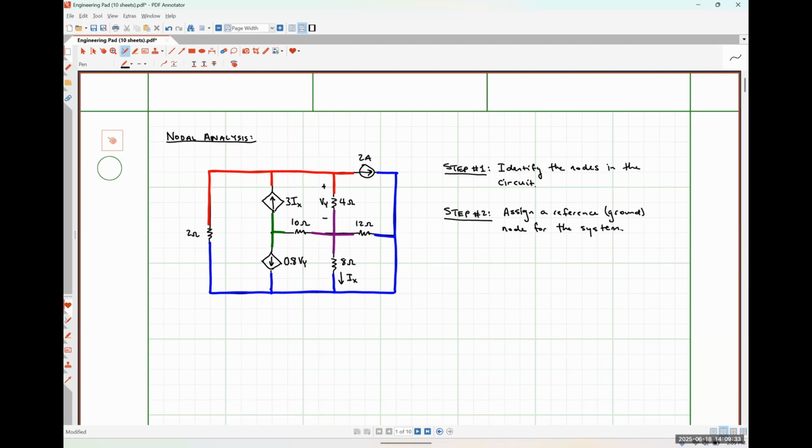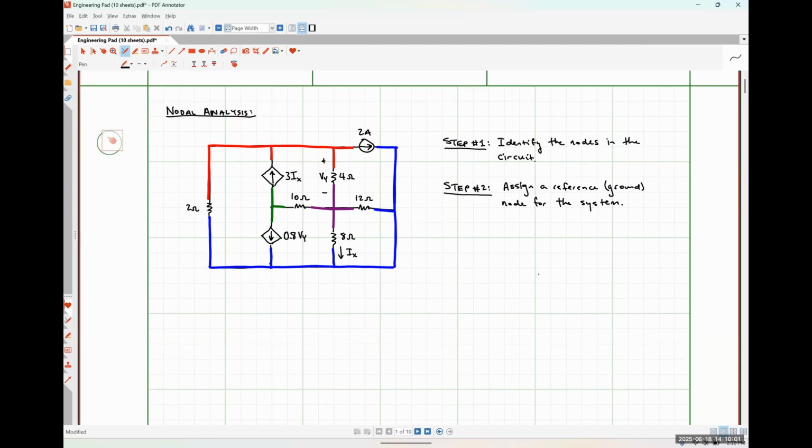That being said, you literally cannot make a wrong decision here, okay? So if you chose the red node as your reference or the green or your purple, you'll wind up getting the same results at the end. So it literally doesn't matter, but from an ease of writing the equations perspective, choosing the node that touches the most circuit elements is the better option.